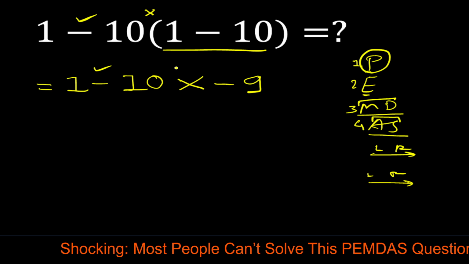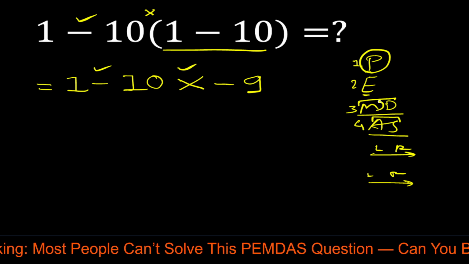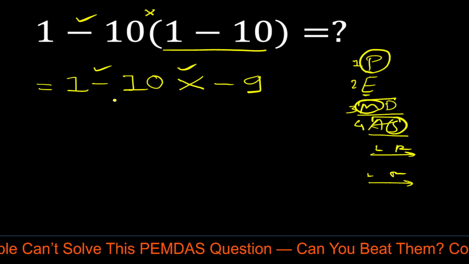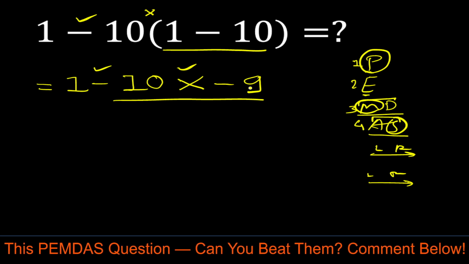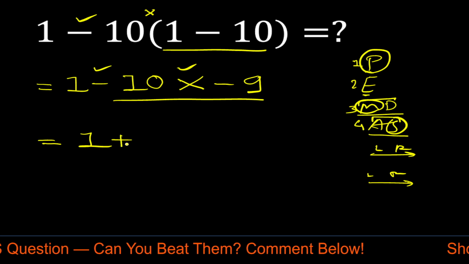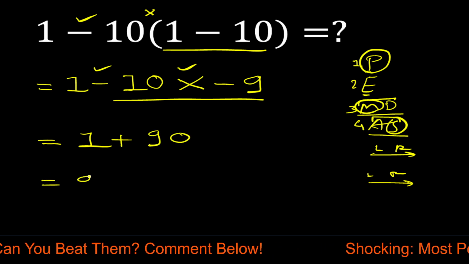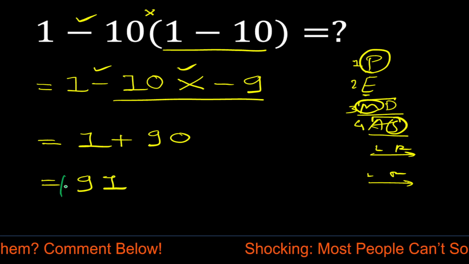Now here we have subtraction and here multiplication. So according to the PEMDAS rule, first we have to solve multiplication, then we have to solve subtraction, right? So first we have to solve this multiplication. So minus 10 times minus 9 is equal to plus 90, right? So 1 plus 90. So 1 plus 90 is equal to 91. So the correct answer is 91, right?